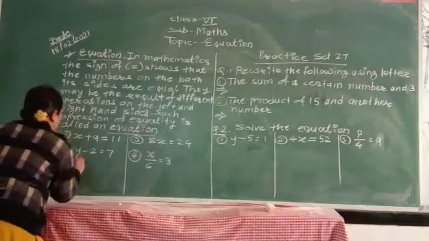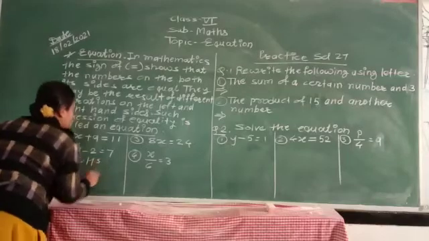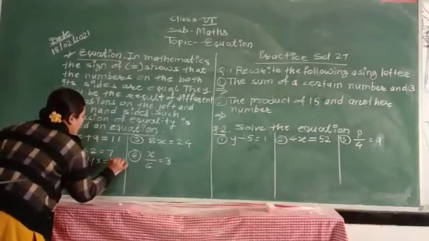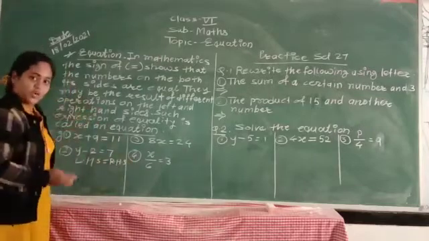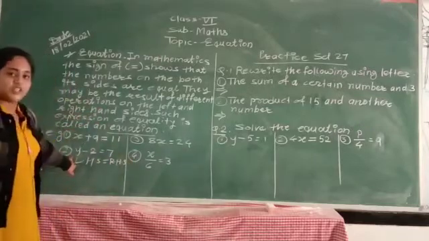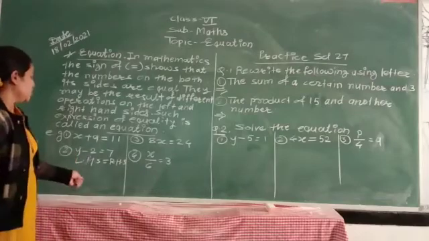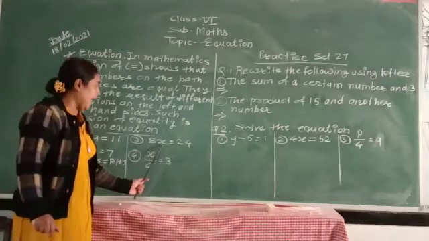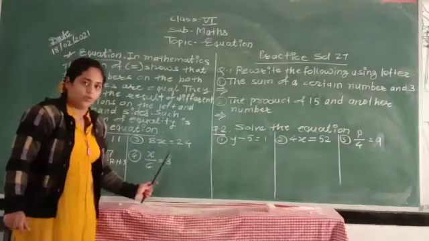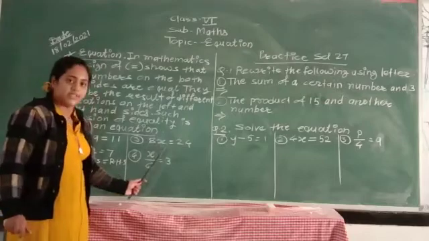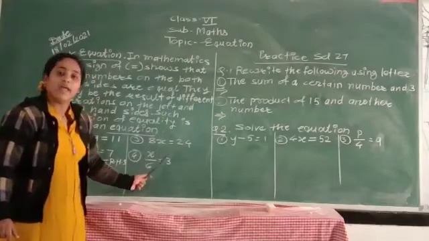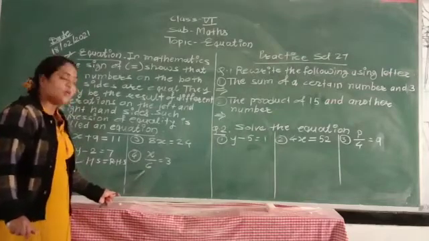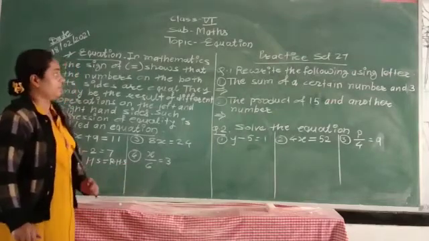LHS, left hand side, is equal to RHS. Okay students, the second expression is y minus 2 is equal to 7. Third is 8x is equal to 24. Here 8x means 8 multiplied by x. Fourth example is x divided by 6 is equal to 3.